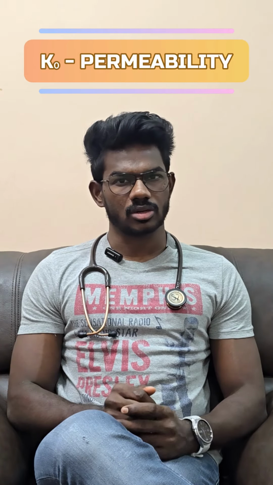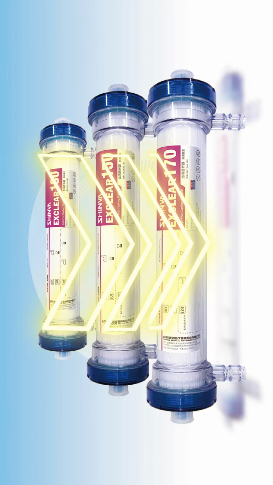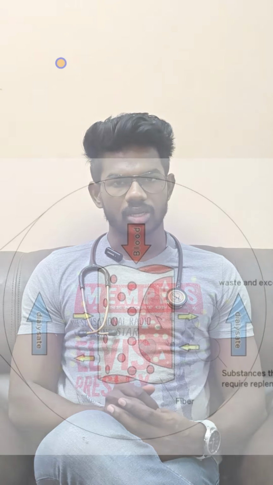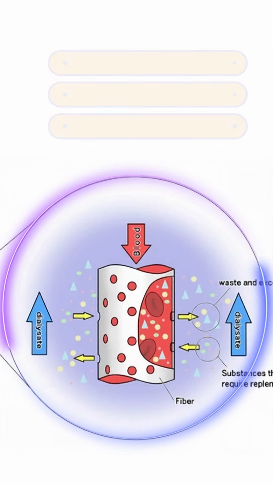So KOA depends on two things. First is KO, which is the membrane permeability for a particular solute. And the second one is A, which is the total effective surface area of that dialyzer membrane. If you double the surface area, you roughly double the KOA. But two dialyzers with the same surface area don't necessarily have the same KOA because membrane thickness, porosity and flow path design can change KO significantly.